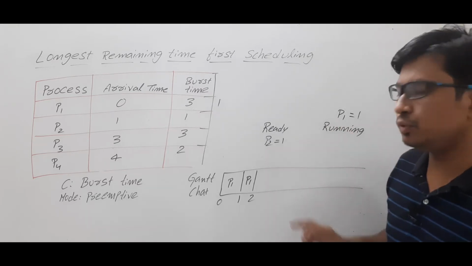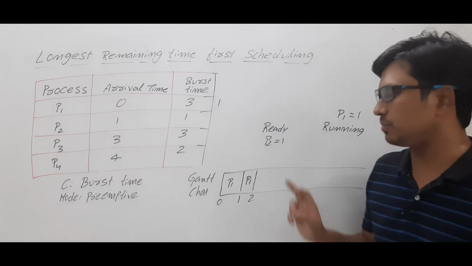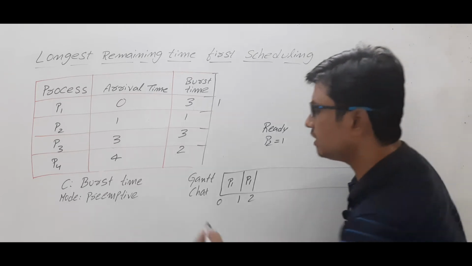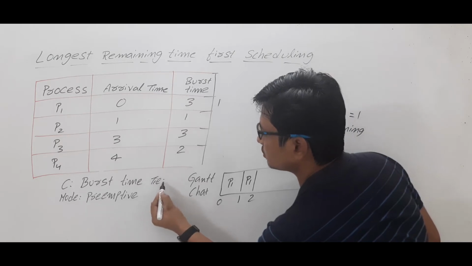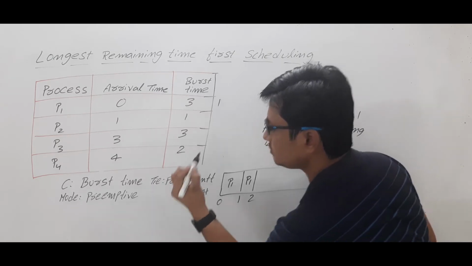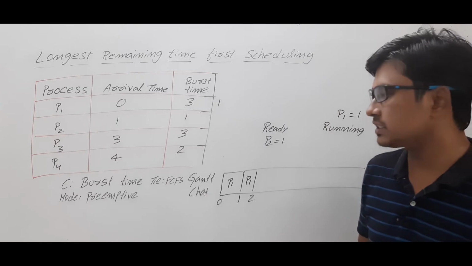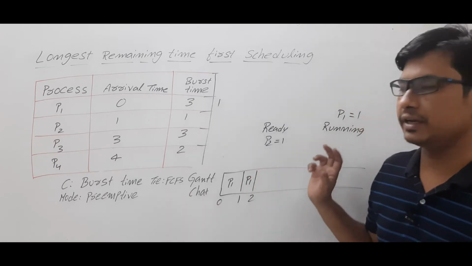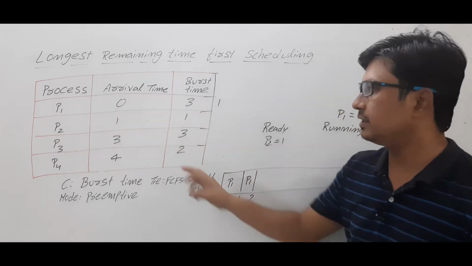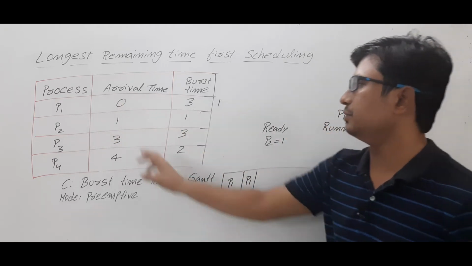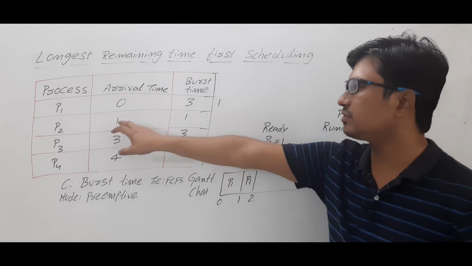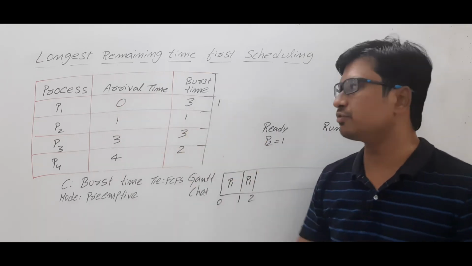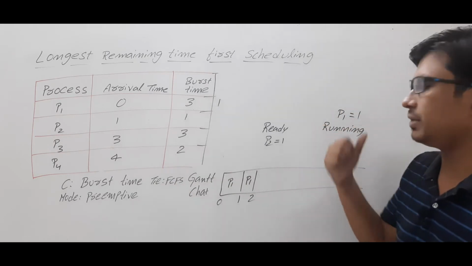Now if you look, both processes have a remaining burst time of 1 unit, so there is a tie. If there is a tie, we will go for the first come first serve scheduling algorithm. Is it clear? Are you able to understand? Meaning, the arrival time will be considered to give the priority. Now look at P1 and P2. P1 arrived at 0 units of time, P2 arrived at 1 unit of time. So which process has arrived first? P1. So that will be given high priority.